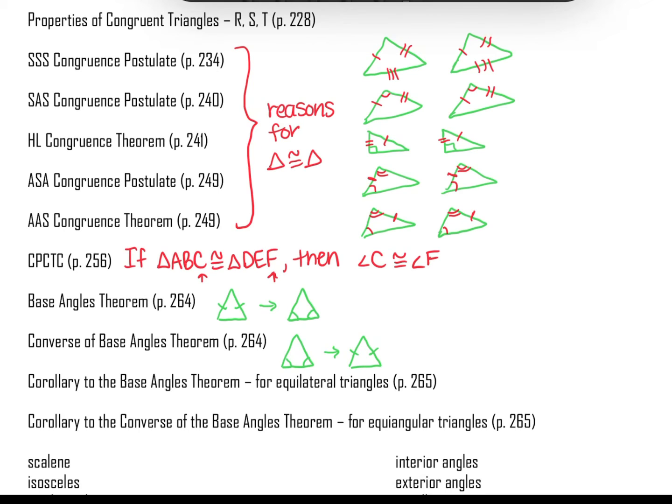And these last 2 we didn't talk about the titles very much, but it's kind of the same idea but for equilateral triangles. If you have an equilateral triangle, then you know all the angles are congruent. And if you have an equiangular triangle, then you know all the sides are congruent.